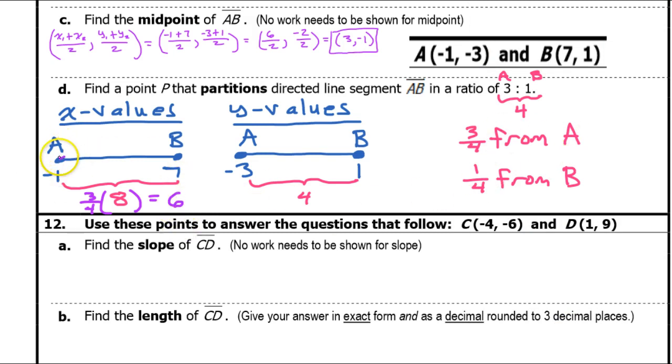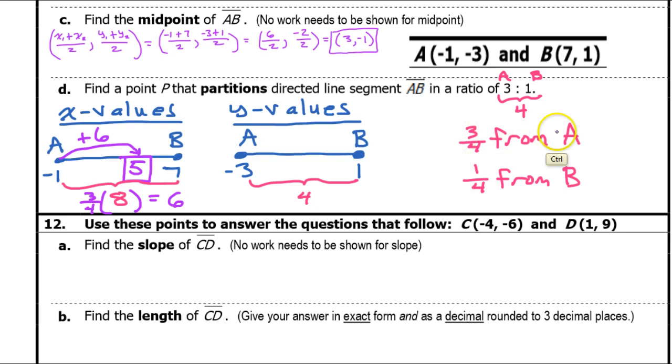All right, so we're going 3/4 of the way. And we found out that that's 6. So that means I'm doing plus 6. I'm going 6 to the right. What is -1 plus 6? That is 5. So that is going to be the x value of my partition, my split. So let's do the same thing for the y values.